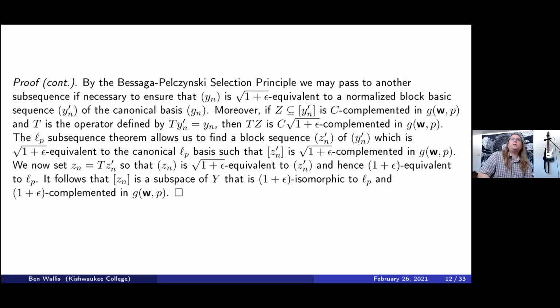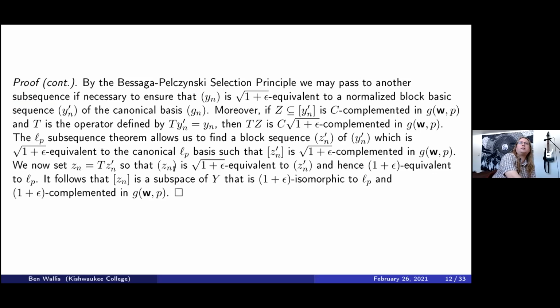Now, eventually what we want to do is apply that LP subsequence theorem, and we can do that now, right? We can find a block sequence, these z prime n's, which is almost one equivalent to the LP basis, and whose closed linear span is almost one complemented in the parent space. The only trick is you have to pass between the blocks and the non-blocks, and you do that with this operator T here. That operator T doesn't change the norm of the complementation or the constant of the complementation. And so you end up with this sequence here, which we'll call Zn. That's applying that operator to the Z primes.